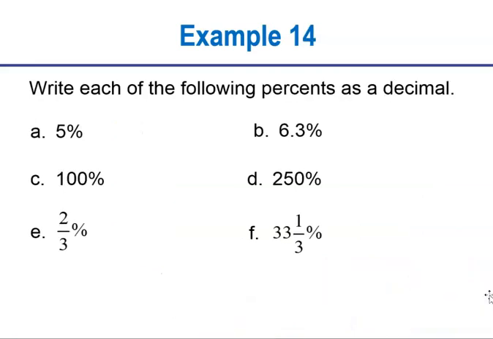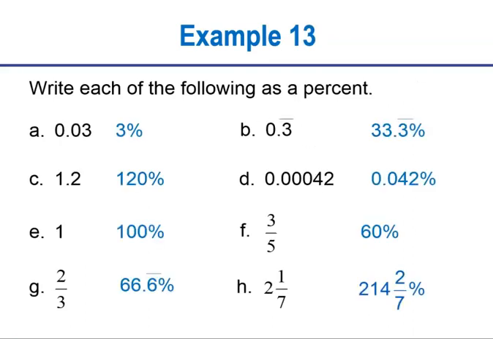All right, write each of the following percents as a decimal. Now notice we're going the other way. So if we scooted our decimal 2 to the right and added the percent sign, that is what we did, right? If we go back and look at our results, we scooted the decimal 2 places to the right, and then you added the percent sign.